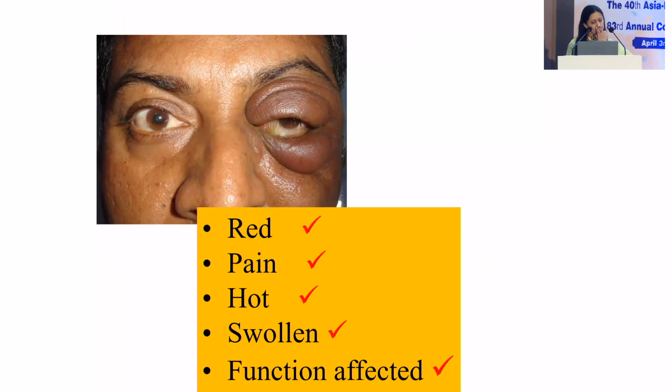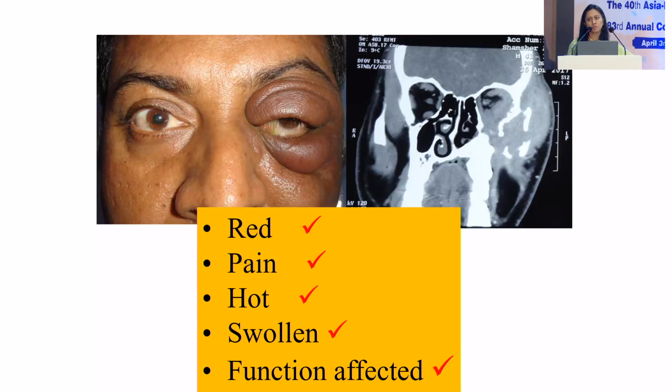Coming on to this gentleman, he has a red, painful, swollen orbit with increased temperature; all the signs of inflammation are there. But if you see his imaging, there seems to be a mass lesion with a lot of destruction of the bone, which is again not fitting into the imaging criteria of orbital inflammation. We hardly see bony changes in idiopathic orbital inflammation. So do we still label it as inflammation? Definitely not a typical inflammation, maybe an atypical inflammation, but this definitely needs a biopsy to rule out other causes.